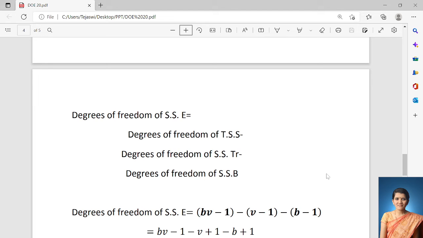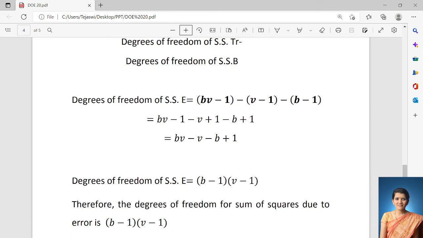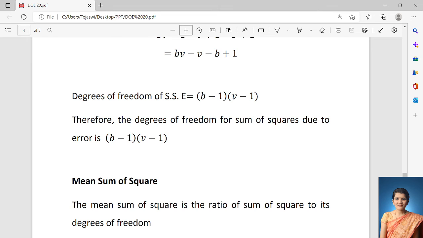So the degrees of freedom of error will be calculated by subtracting these other terms from the total sum of square. The degrees of freedom for total sum of square is bv minus 1, minus the degrees of freedom for the treatment, and minus the degrees of freedom for the block. By simplification, we get the degrees of freedom for error is (b minus 1) times (v minus 1). Now we have all these degrees of freedom.